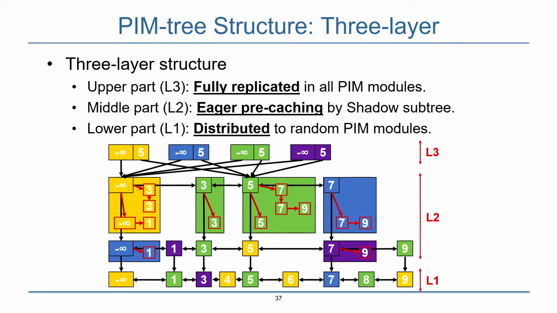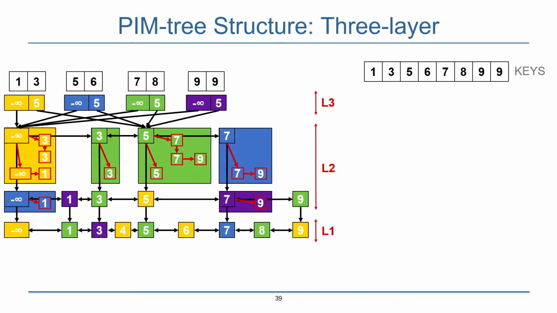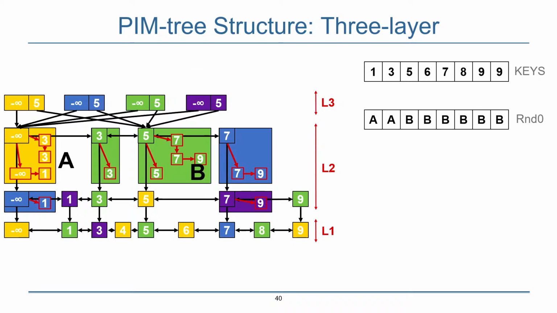So we have our final structure. It's very close to our final structure. We have 3 layers: fully replicated, eager pre-caching, and randomly distributed. And I have an example for that. We have a batch of queries, and we start with the replicated top layer. We send the queries, they are executed there, and we get our frontier. That's 2 nodes, node A and node B, and there are many queries at node B, so probably that's too much.